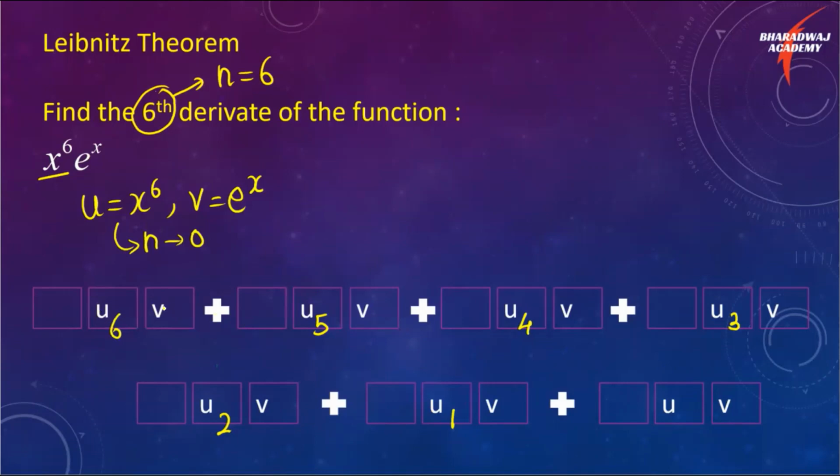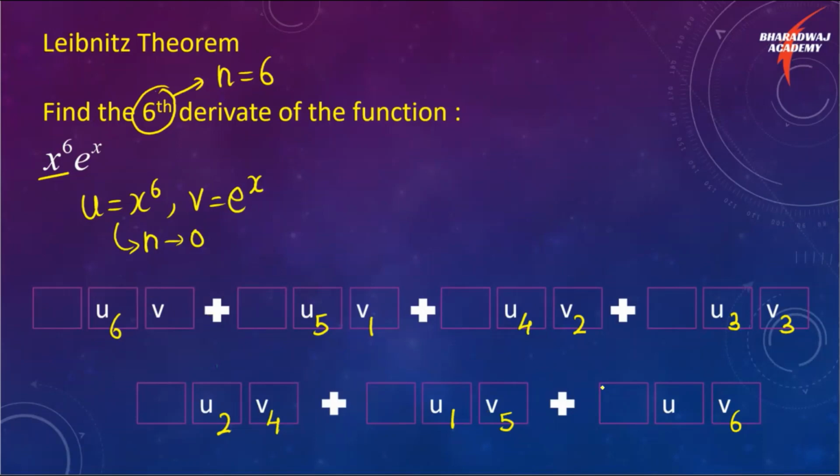But what about v? V starts from 0 to n. That means v as it is. V1, 2, 3, 4, 5, and 6. Now, what do we do for the constants? What do we do for the constants?